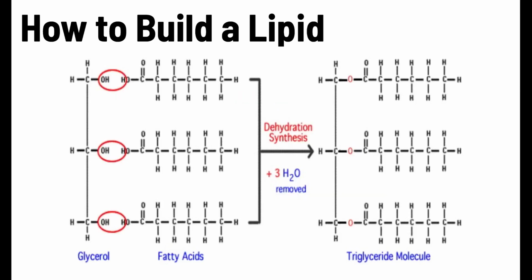So to build a triglyceride, you need three fatty acids and one glycerol. The one glycerol has three OHs on it, and you're going to take an H from each one of the fatty acids, and when you do that, you'll produce three water molecules and a triglyceride. So that's how you build a lipid.